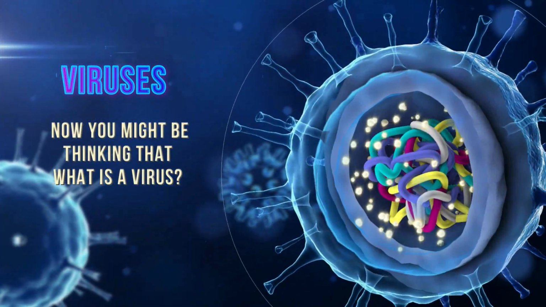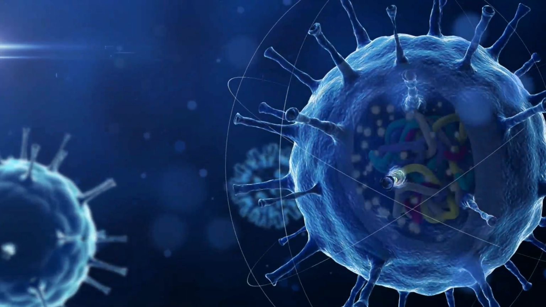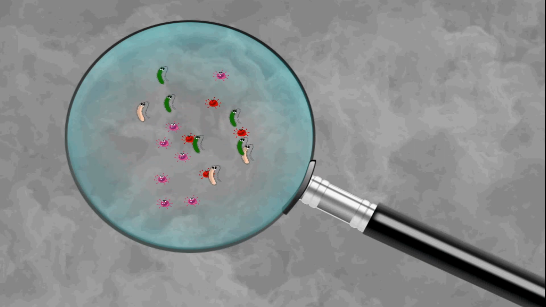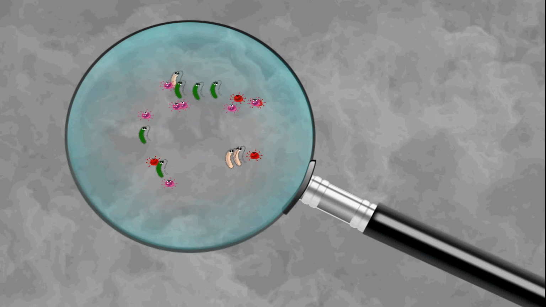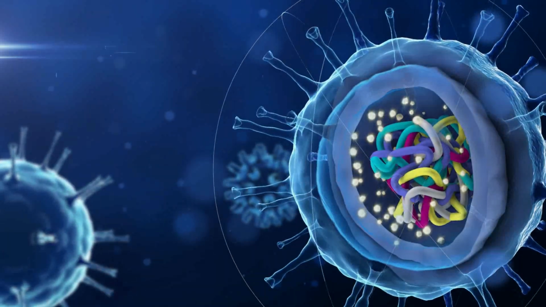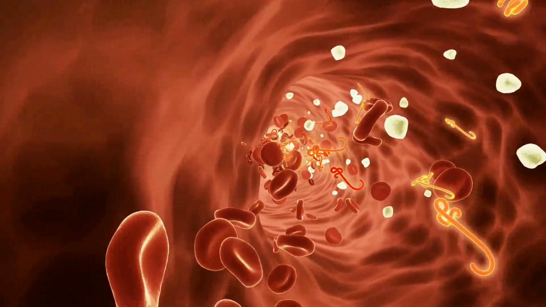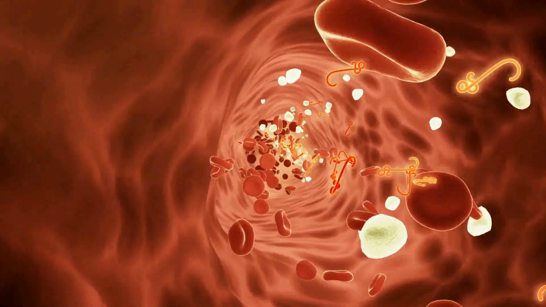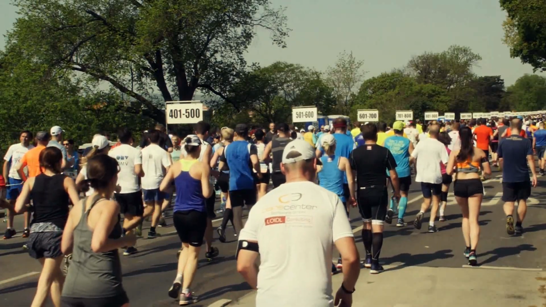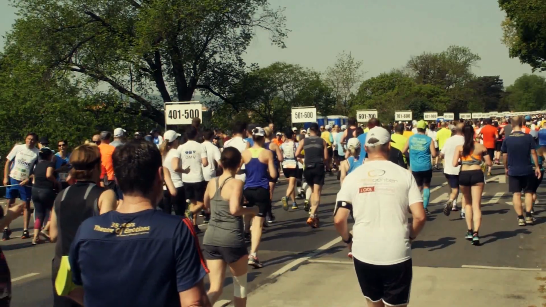Viruses. Now, you might be thinking, what is a virus? The answer is that viruses are much smaller than bacteria. They are not even a full cell. They are simply genetic material, DNA or RNA, packed inside of a protein coating. They need to use another cell's structures to reproduce, which means they cannot survive unless they are living inside something else, such as a person, animal, or plant.